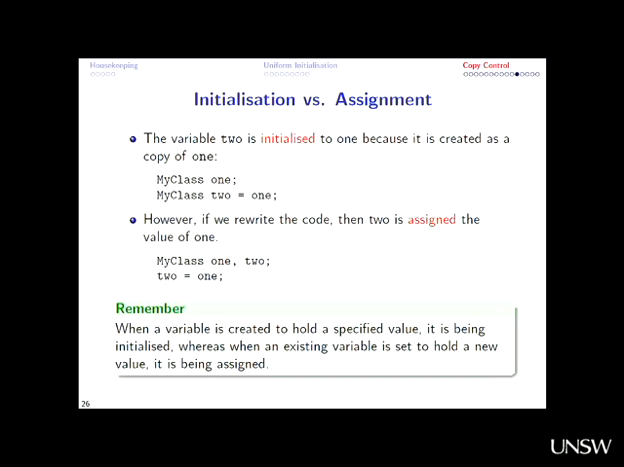So when a variable is created, it's created to hold a specific value, and it gets initialized at that point. When an existing variable, so this is in the second line, is set to hold a new value, it gets assigned. So there's a big difference between initialization and assignment. We talked about initialization up until this point. Now we're talking about assignment.